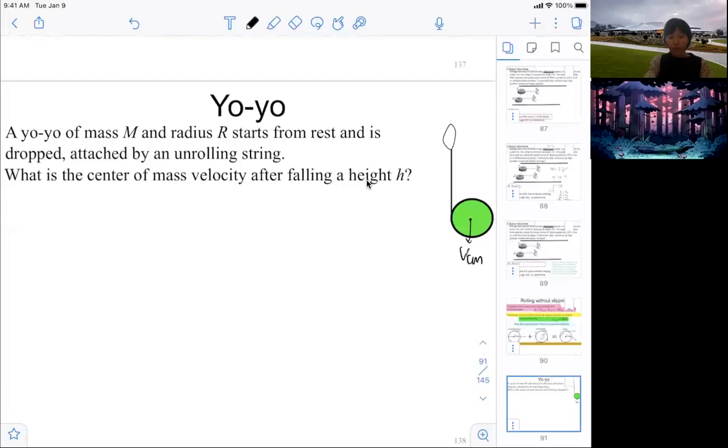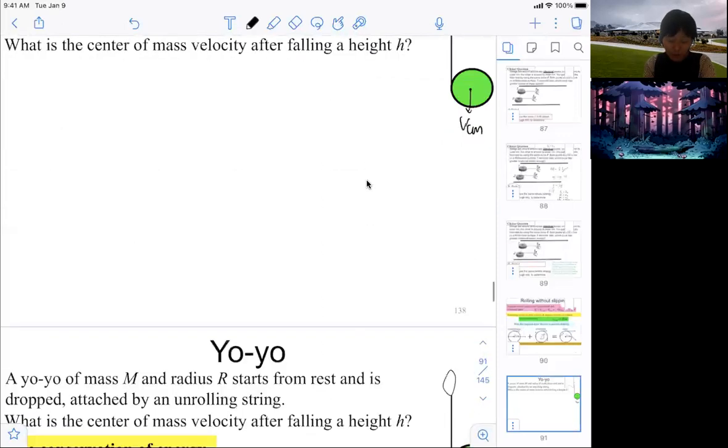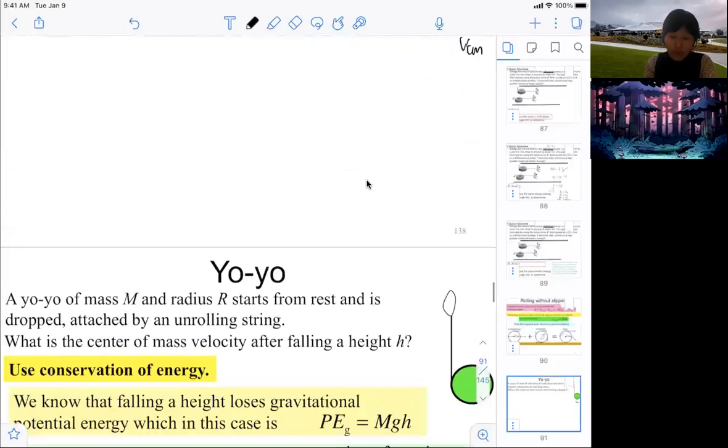Okay, so we're going to use a conservation of energy approach to this. The only tweak we are making right now is to add an extra energy term, the rotational kinetic energy, on top of 1/2 mv squared. Okay, so let's see how we do this together. We can use the conservation of energy approach. And in this case, we will choose the yo-yo and the earth as our system.